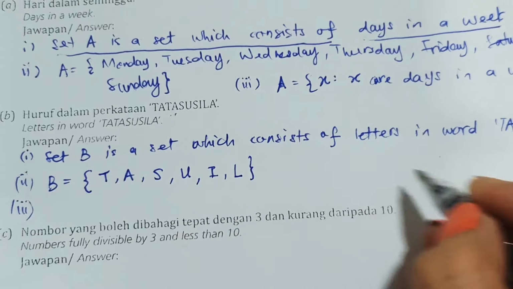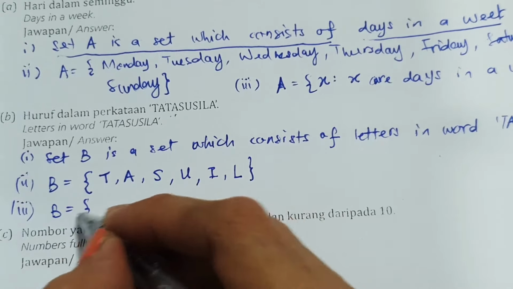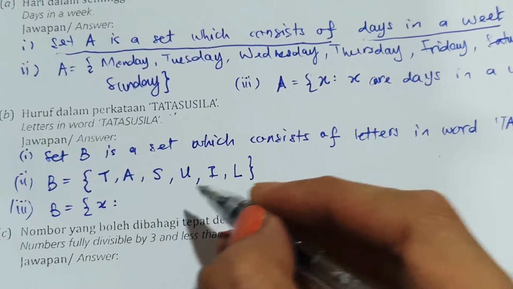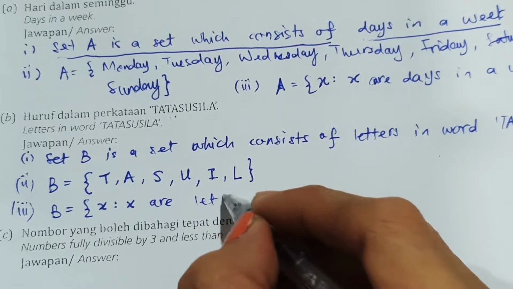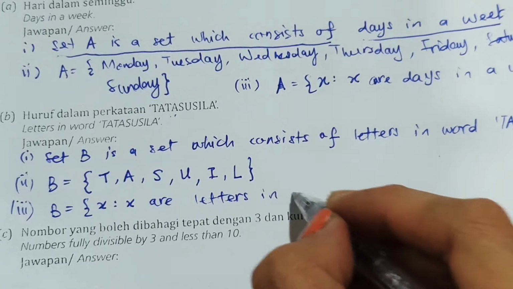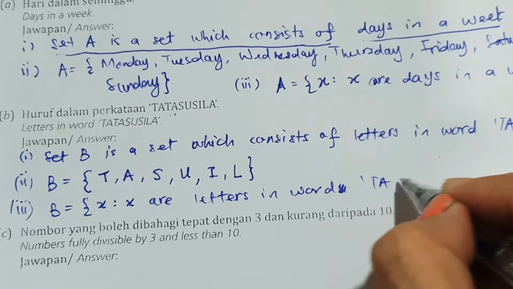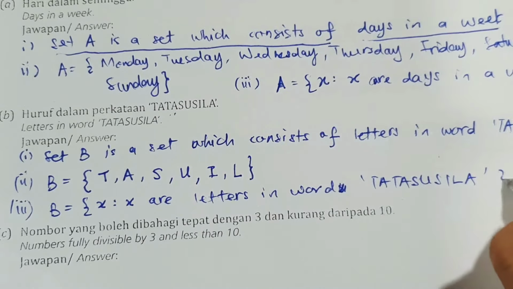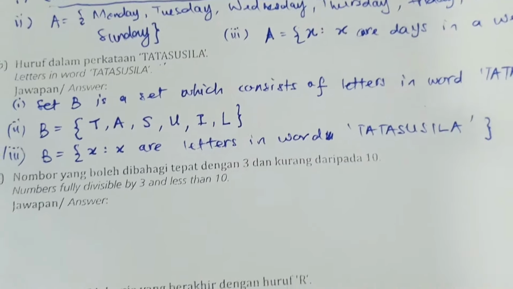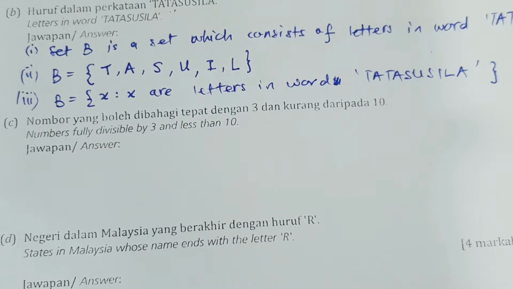Part 3, B, the set builder notation. B consists of the element x such that x are letters in the word "tata susila". Close the curly bracket. Okay, next part. Now numbers fully divisible by 3 and less than 10.